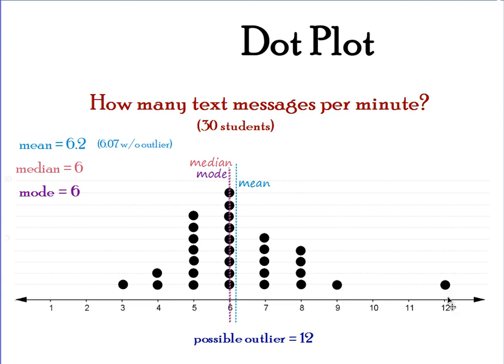Because means are so heavily influenced by outliers, an outlier is going to drag my mean closer to where the outlier actually is. If I had found the mean without including the 12, I would have had a mean of 6.07, which basically makes my mean, median, and mode exactly the same value. There are times when that will happen.